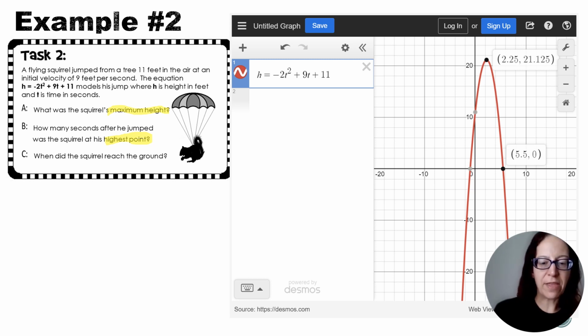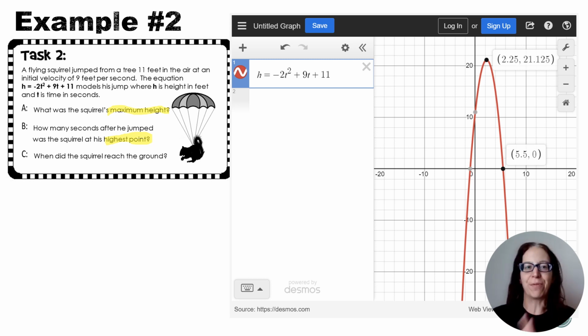All right, so let's get that function in there. h equals negative 2t squared plus 9t plus 11. Now that has gone off the screen a little bit, so I'm going to click zoom out, see if I can get it back. There we go. All right, so my first question, what was the squirrel's maximum height? And my second question, how many seconds after he jumped was the squirrel at his maximum height? Both of those are vertex questions. So I'm going to click on the vertex. So there's the answers to those two questions. You just have to make sure that you put the right answer in the right place.